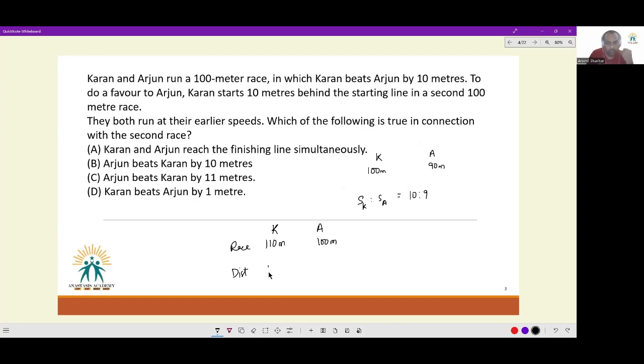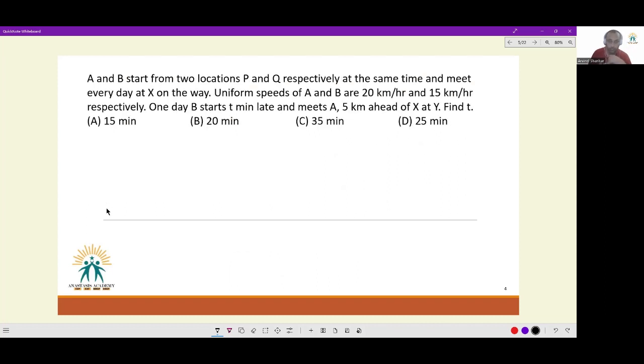So by the time Karan has covered 110 meters, Arjun would have covered 99 meters, or he's still 1 meter away from the finishing line. So who will win the race? Karan will win the race and he will beat Arjun by 1 meter, or option D is the right answer.